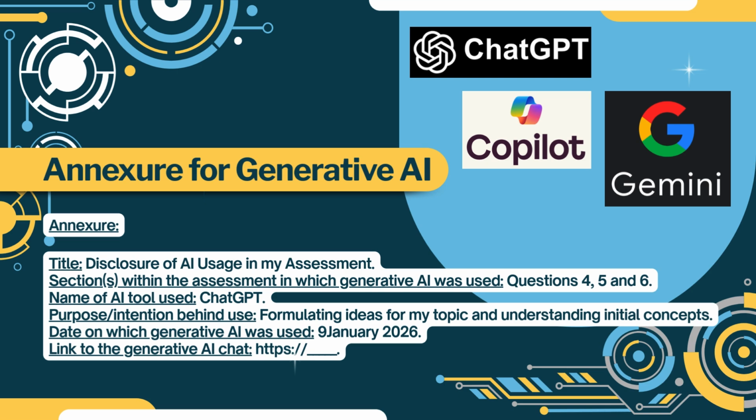Please use the following example as a guide on how to structure an annexure for generative AI. Remember to include all of the information under the subheadings. Most importantly, you are required to provide an active and shareable link of the generative AI chat.